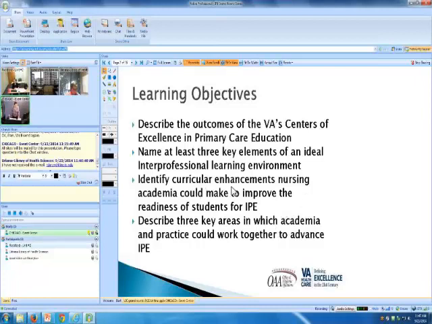Also, I hope that we can identify some curricular enhancements for nursing academia that would help improve nursing students, particularly in the case that I'm going to be talking about, which is nurse practitioner students, for IPE in the clinical setting. And then describe 3 areas in which academia and practice could work together to really advance IPE.